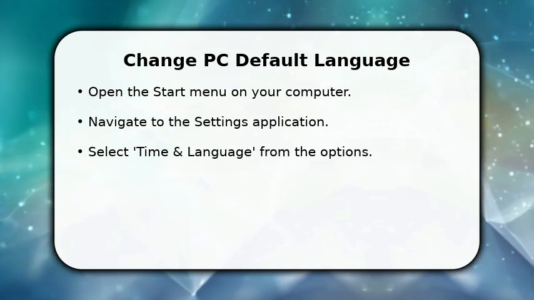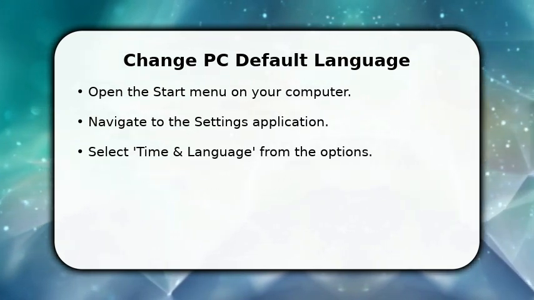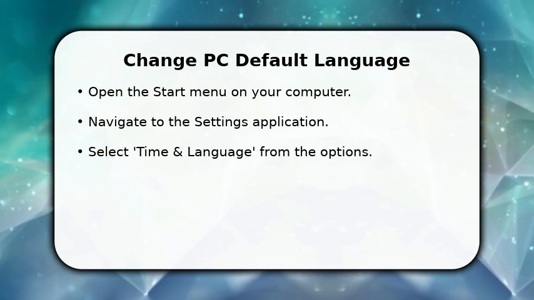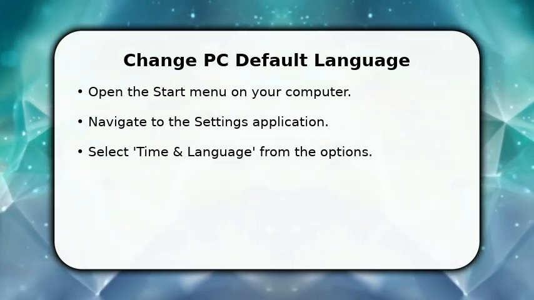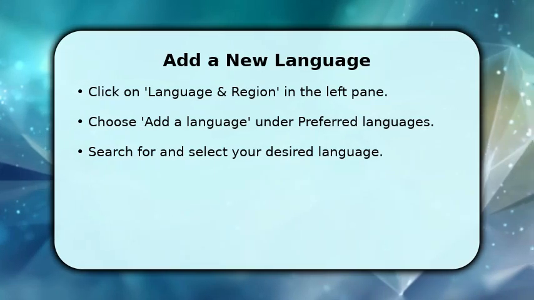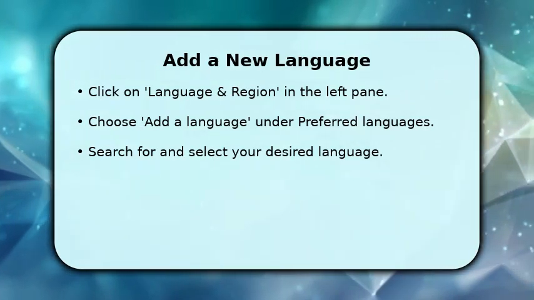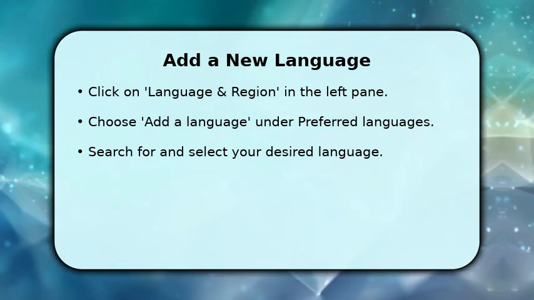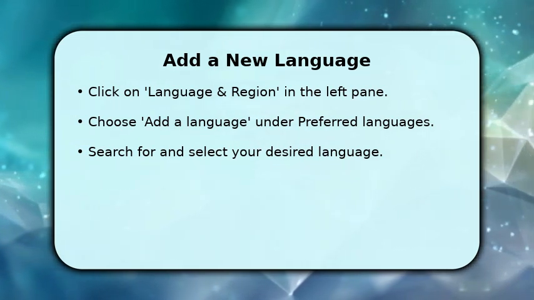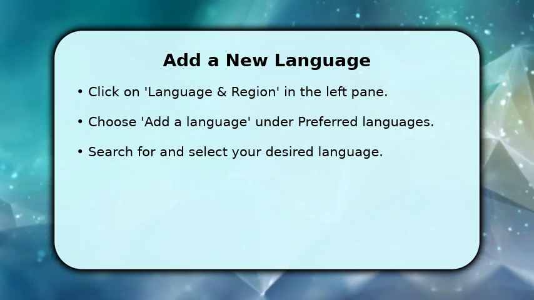Once in Settings, you'll want to find and select the Time and Language section. This is your initial step to customizing your computer's linguistic experience. Now that you're in the time and language settings, look for Language and Region on the left-hand side and click it. Under the Preferred Languages section, you'll see an option to add a language.